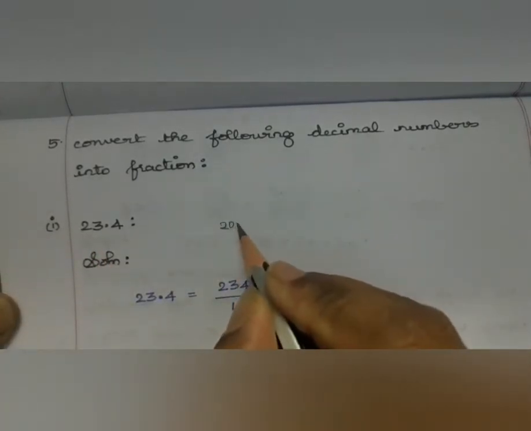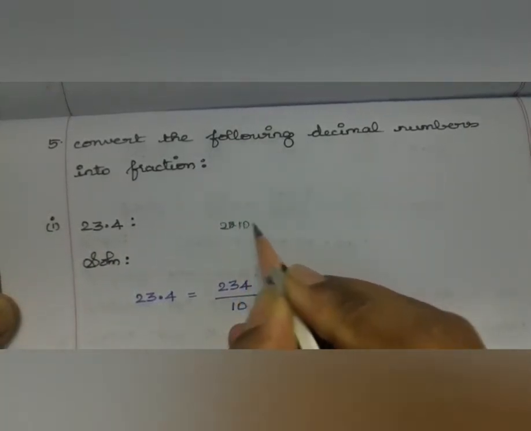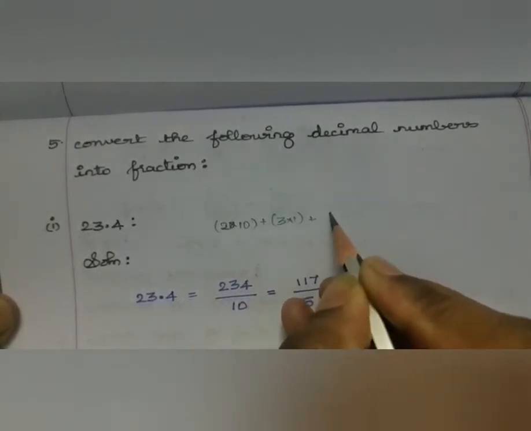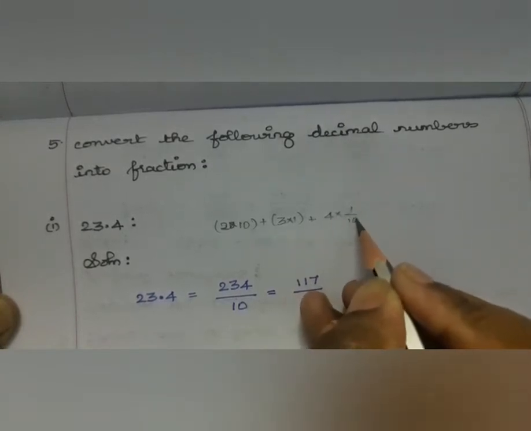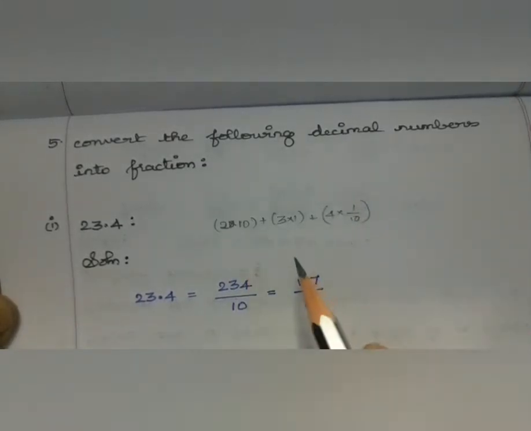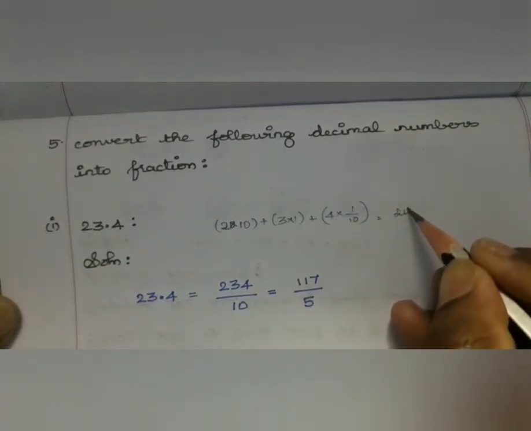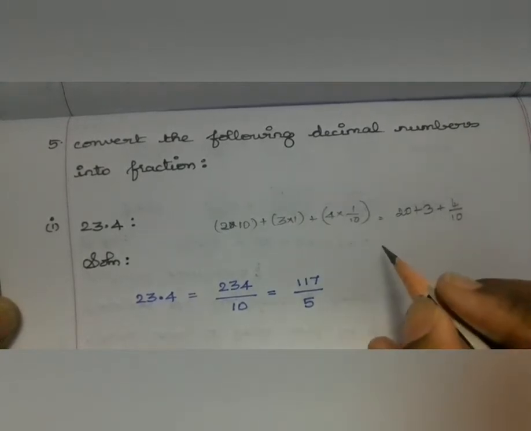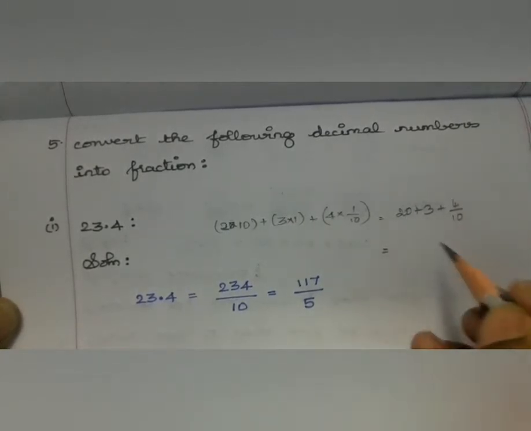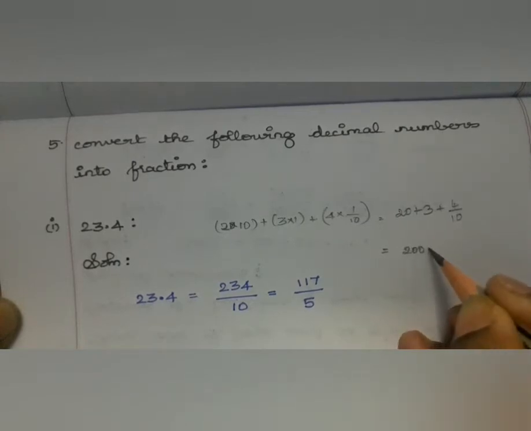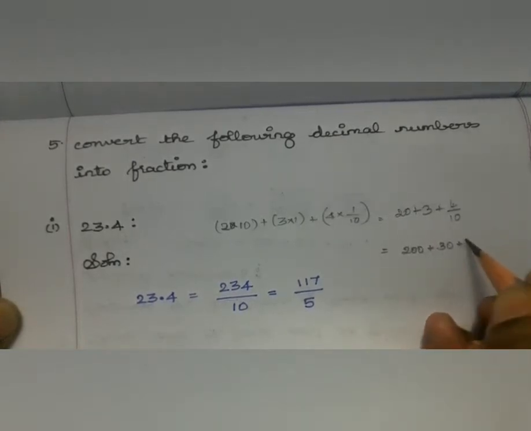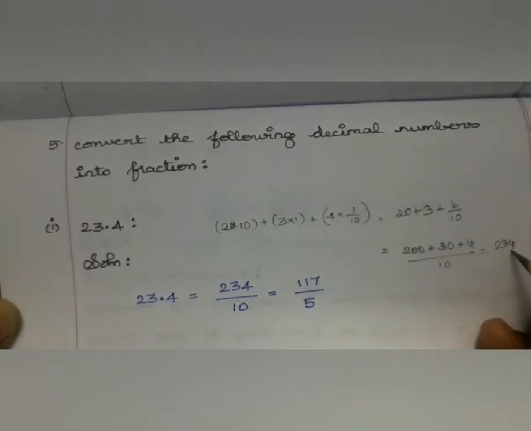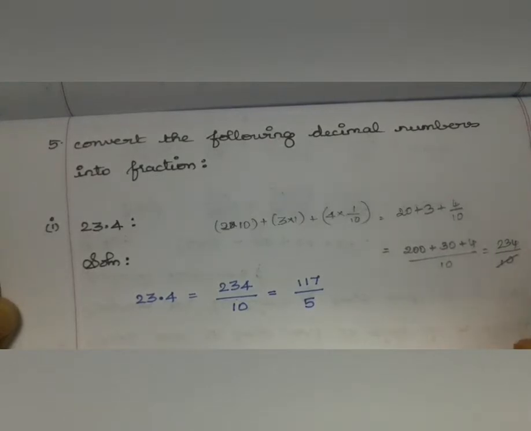So 2 into 10 plus 3 into 1 plus 4 into 1 by 10. This is the format, right? After this we have to directly write it as 20 plus 3 plus 4 by 10. After this you want to go for LCM. So when you go for LCM you will be getting 200 plus 30 plus 4 by 10. So it is 234 by 10. Isn't it? After that you can go for simplification.